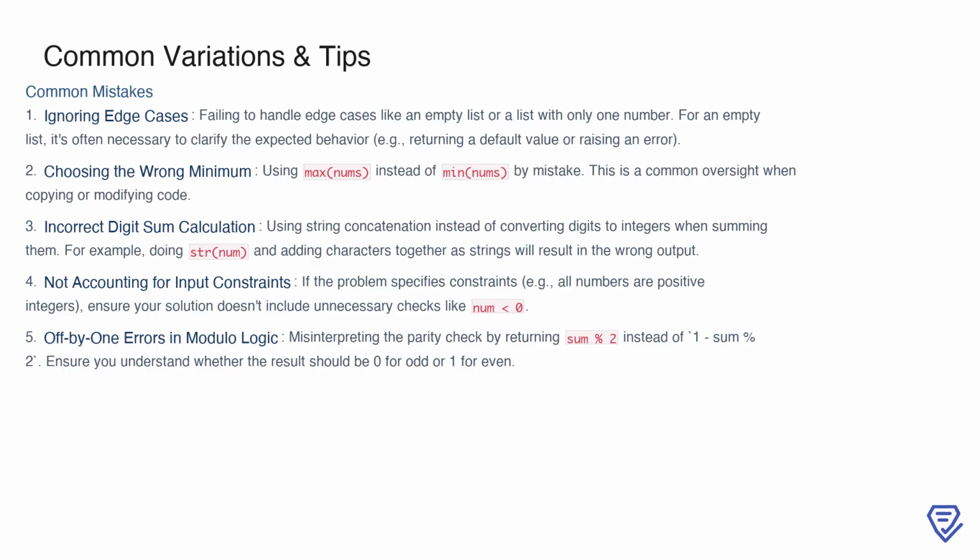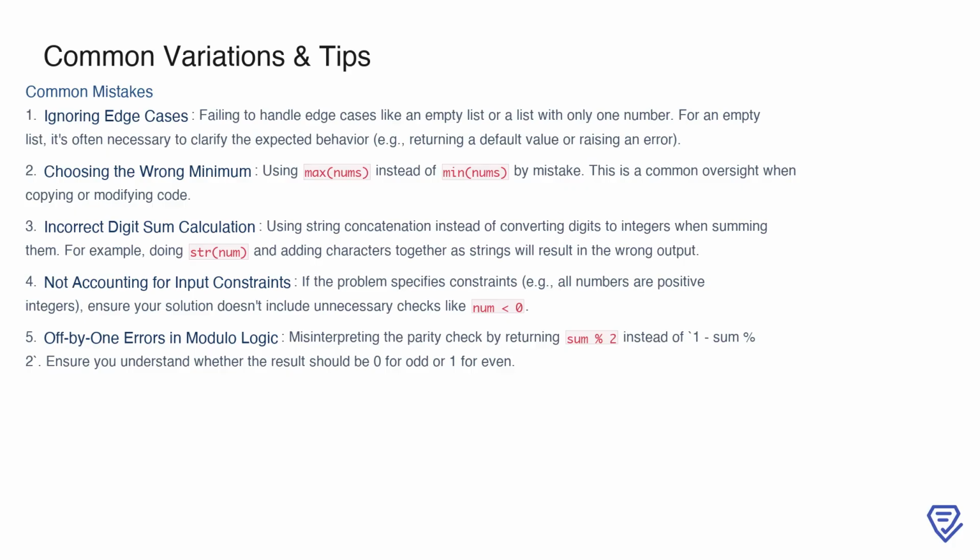First, ignoring edge cases can lead to unexpected behavior. For example, if the input list is empty, you need to clarify whether the function should return a default value or throw an error. Similarly, if there's only one number in the list, ensure your logic still holds.